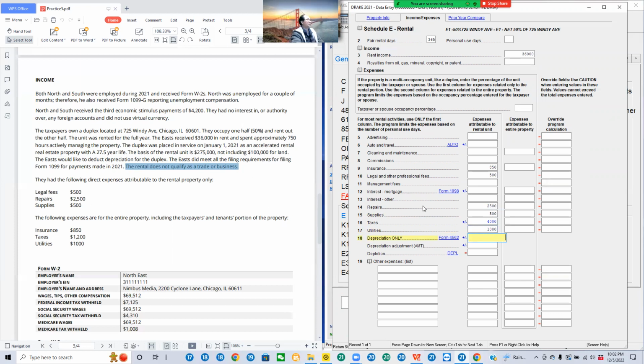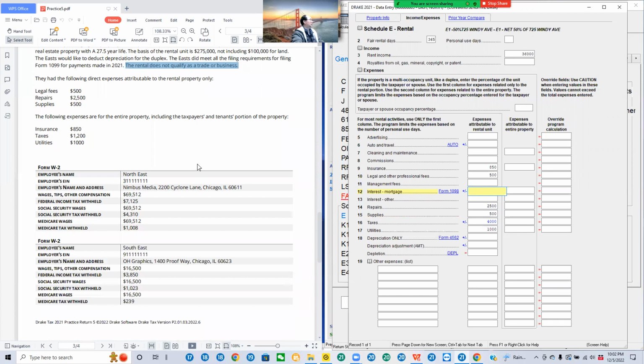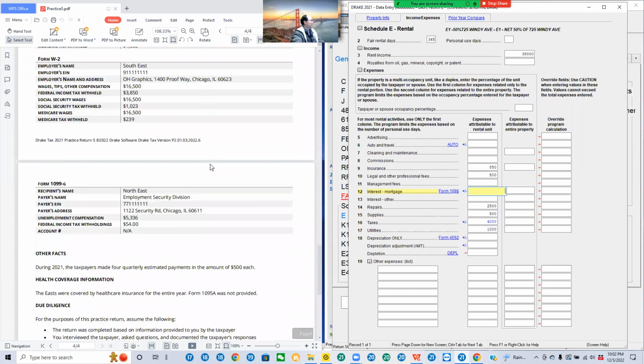So now, anything else? That's it. Now, there's no mortgage in this property. But most of the time, people have a mortgage on this property.